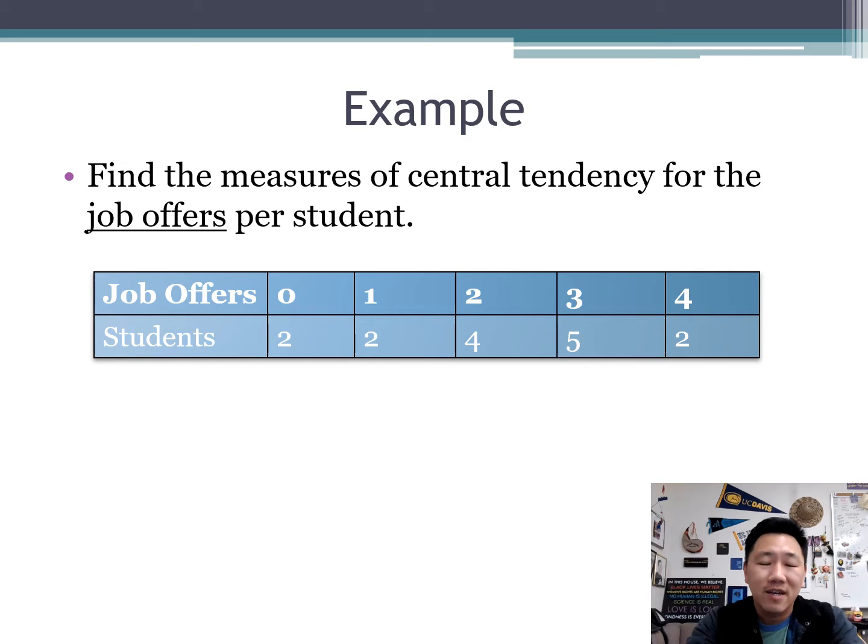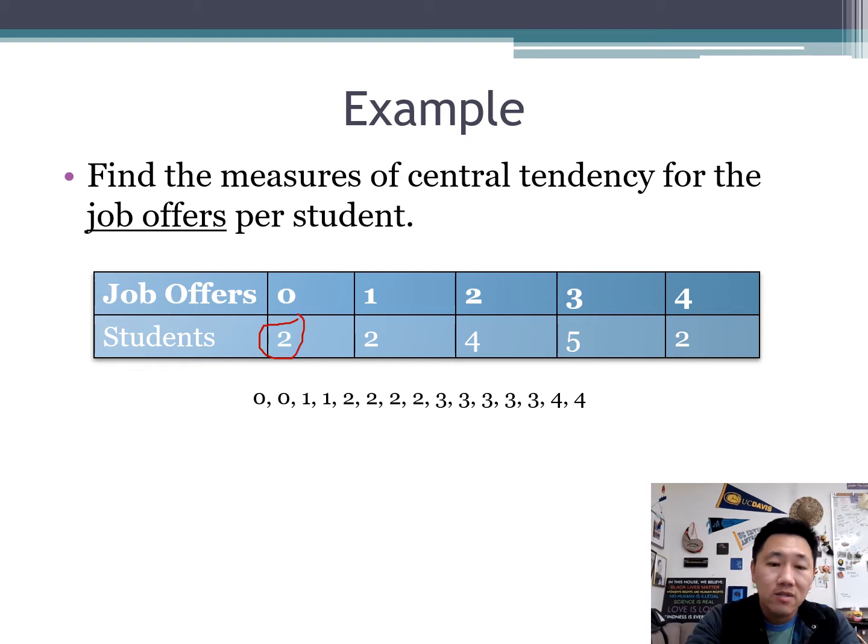All right, here I give you a table. It looks like job offers and the number of students that get job offers or don't get job offers, with the zero there. Find the measures of central tendency for job offers per student. So the first thing you want to do is list out the number of job offers. Here it is. There were 2 students with 0 job offers. So there's the 2 zeros.